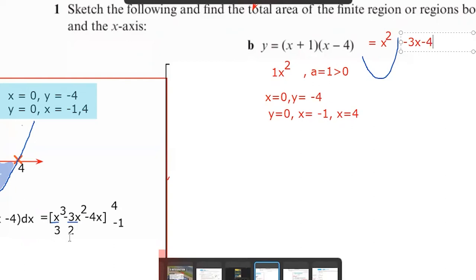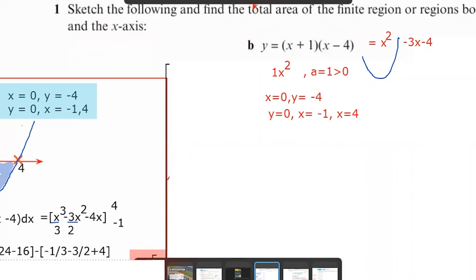If we integrate minus 4, we get minus 4x. And the limits are from 4 to minus 1. Our next step would be to evaluate this expression that we have. First, we substitute x is equal to 4.